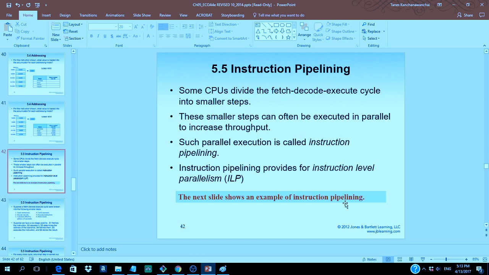There you go. I told you. You can do it at the same time. That means you can execute in parallel. Such parallel execution is called instruction pipelining. We call it ILP, which is instruction level parallelism.